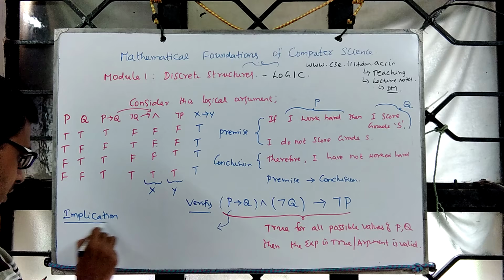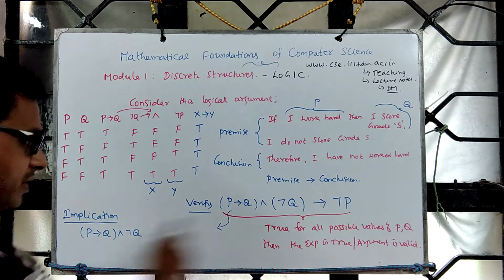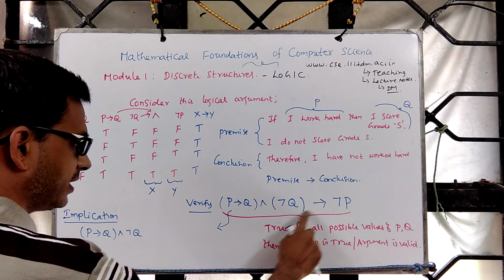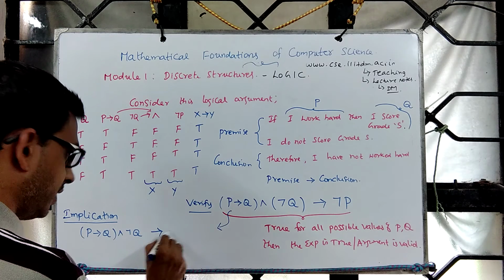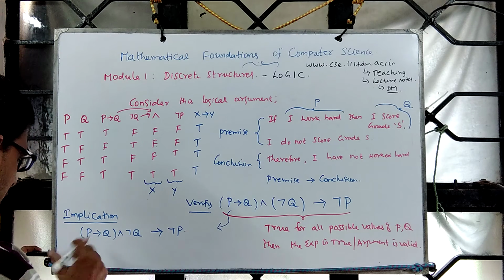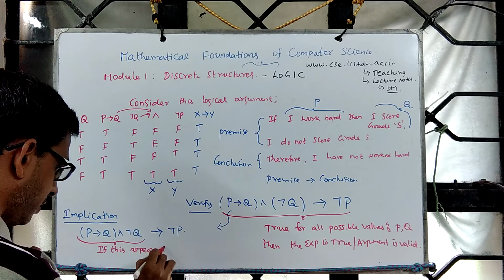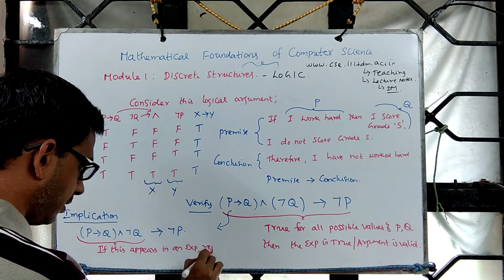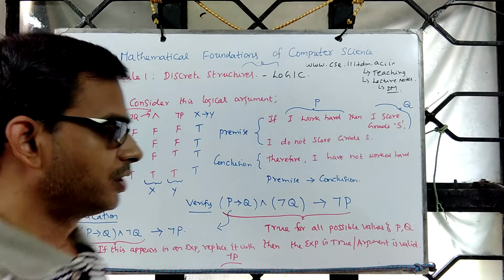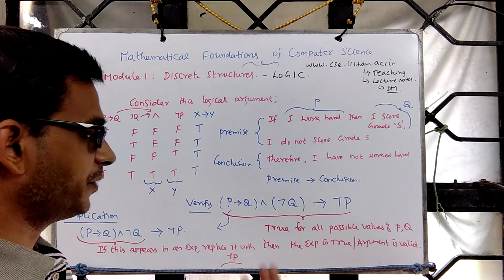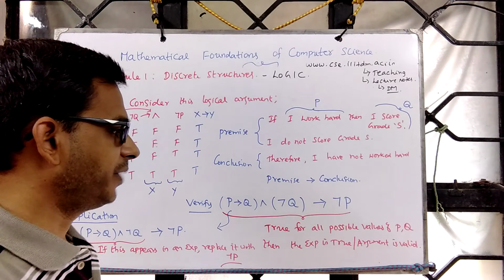What does that mean? If P implies Q and negation Q, because now the if that I am expressing is for the entire thing, then you can conclude that it is negation P. Alternately, if this appears in an expression, replace it with negation P. So we wish to explore implications of this form, so that a given logical argument can be simplified with the help of known implications like this.